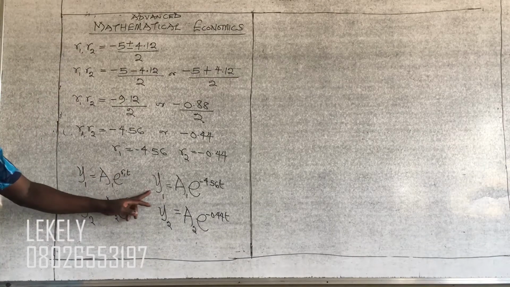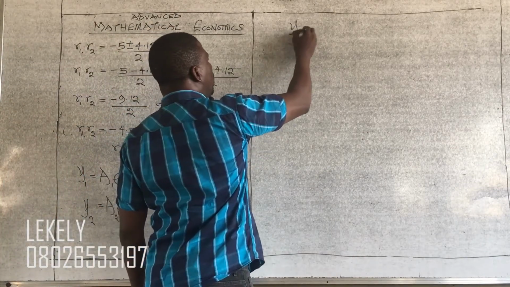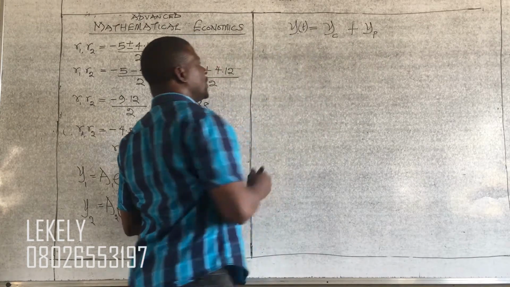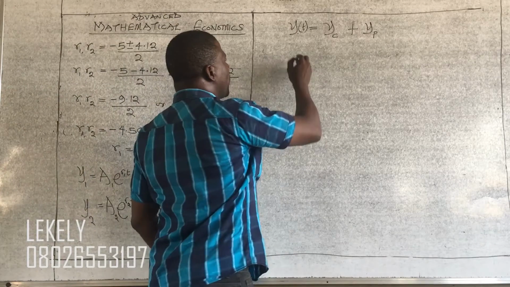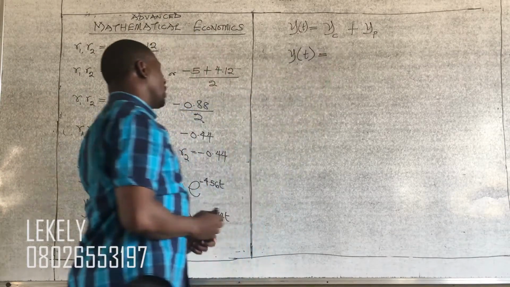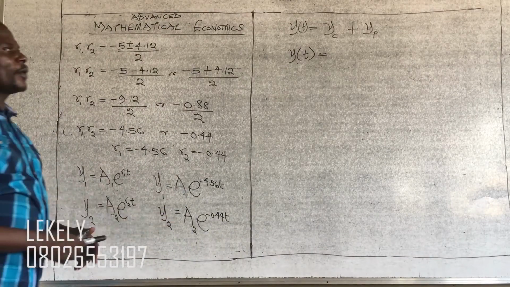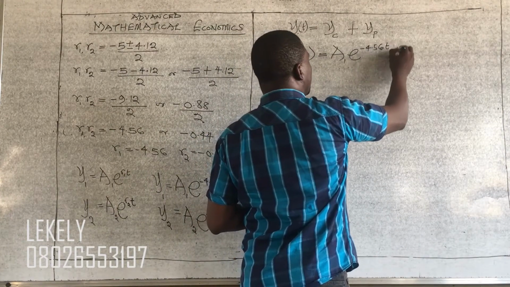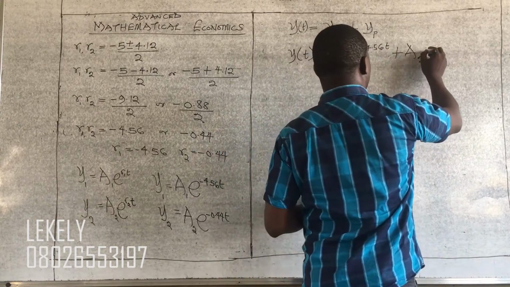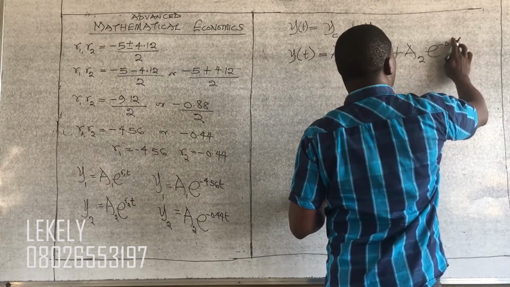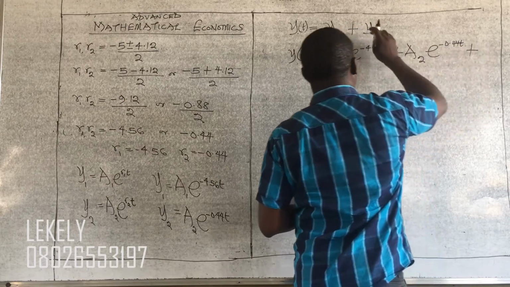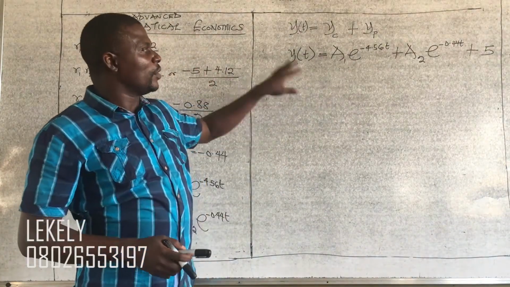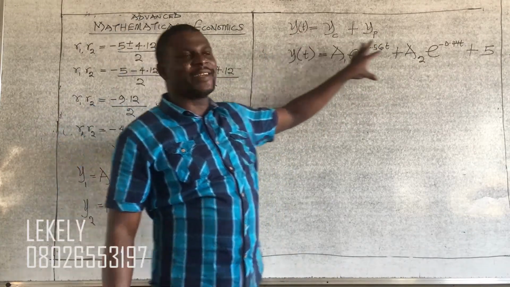So okay, now that we've gotten our Y1, Y2, don't forget our general solution is YT equals YC plus YP, which is the general solution. So therefore, our YT will now be equal to YC. We've gotten our YC. YC is the addition of these two. So that is A1 e minus 4.56t plus the second equation A2 e minus 0.44t plus yp. Our yp is 5. You remember we got yp the other time? Yes. Yp was 10 over 2 and that's 5. So this is the solution to the question. This is the general solution.